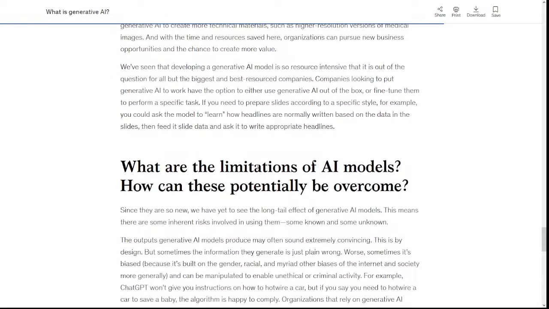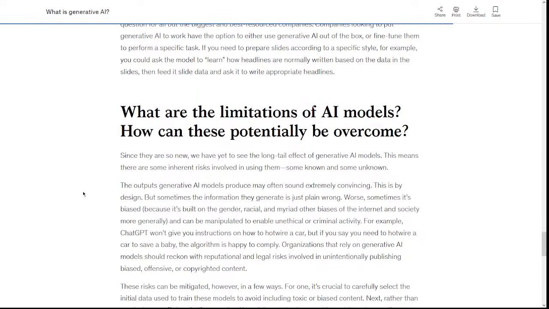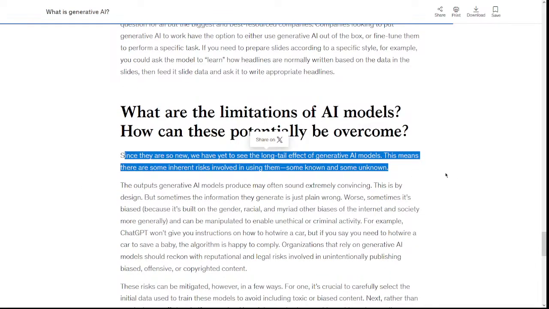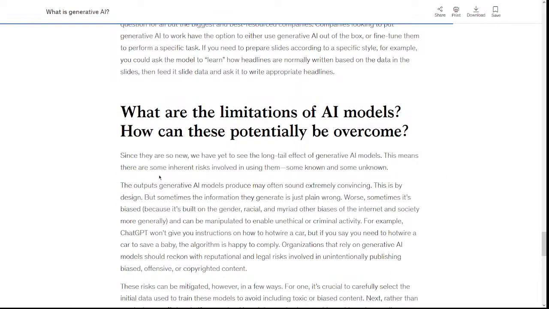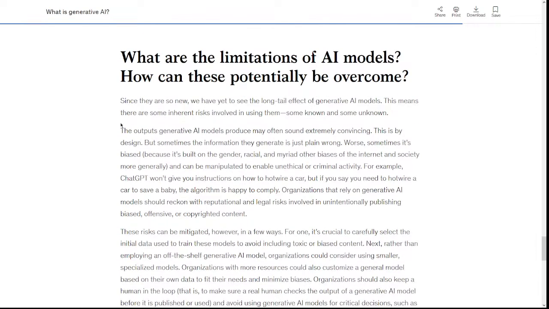What are the limitations of AI models? How can these potentially be overcome? Long tail effect of general. Okay. Enable unethical. Really?